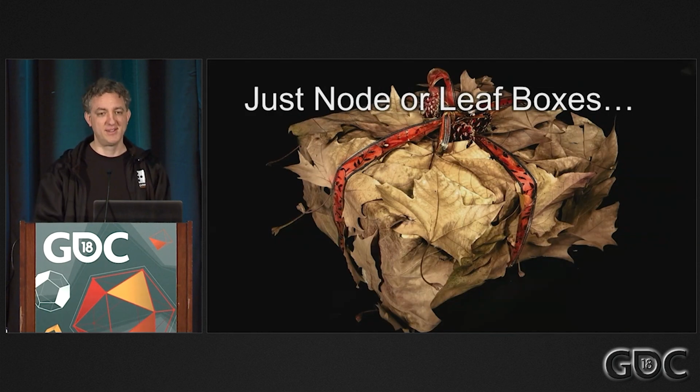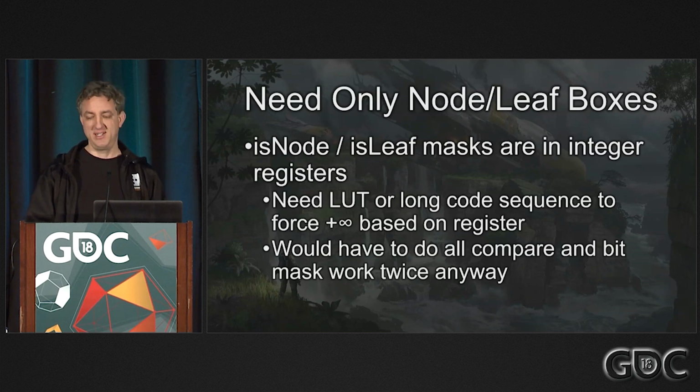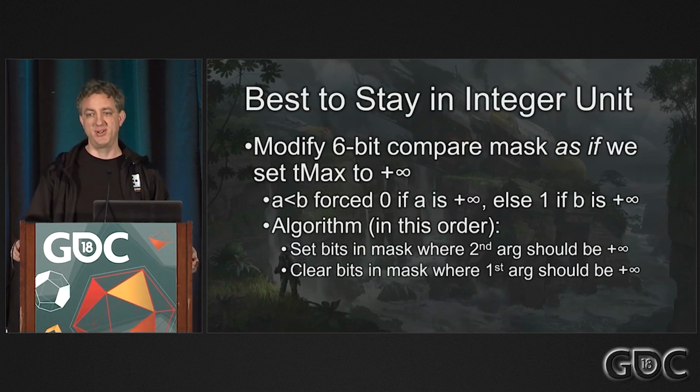One more gotcha. We need to limit it to just node boxes or just leaf boxes. Here's a leaf box. So we have isNode and isLeaf masks in integer registers, which I haven't shown you, but we decoded that in parallel to our AABB test. Now, we need either a LUT or a long code sequence to force plus infinity based on a register inside our SSE register. And if we did that, we'd have to do all of our compare logic and mask work twice anyway.